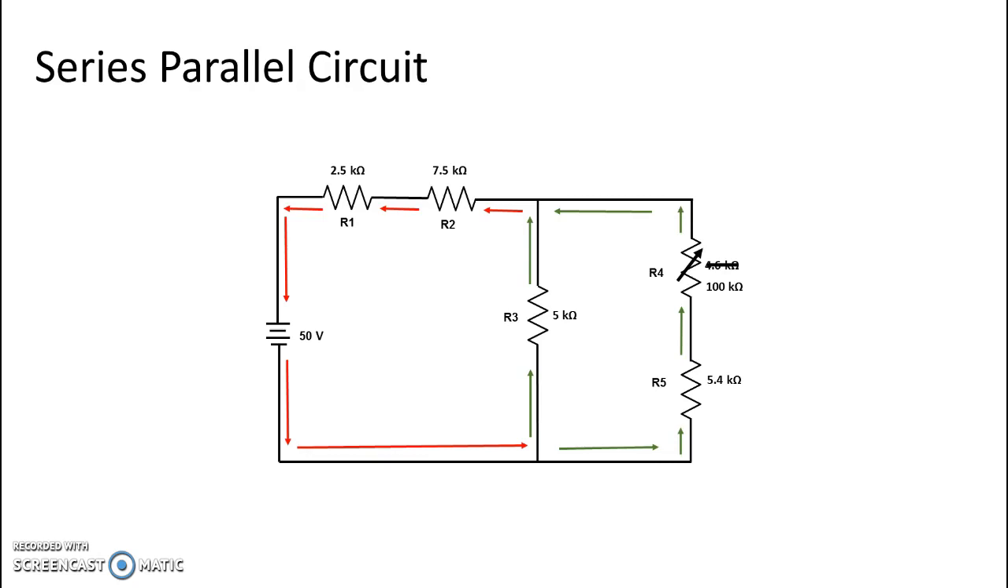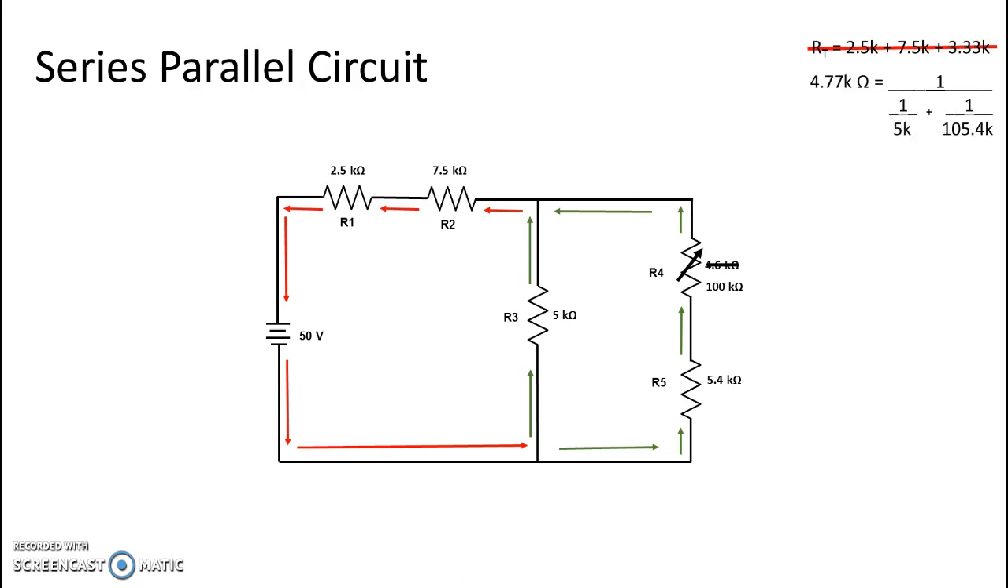As you look at the current paths, you can see that we still have current in both of our branches, so current paths haven't changed. Let's take a look at resistance. So we know it was the original 13.33K. We are expecting that to go up because of the much larger resistive value of R4. So let's take a look at the numbers.